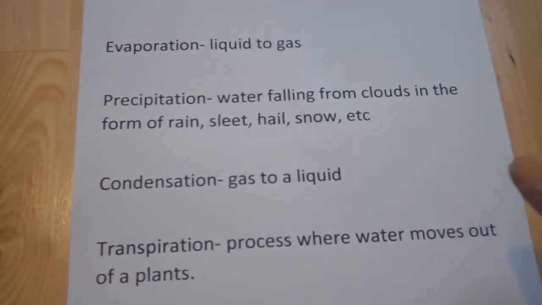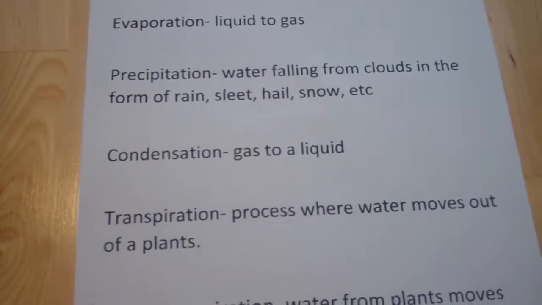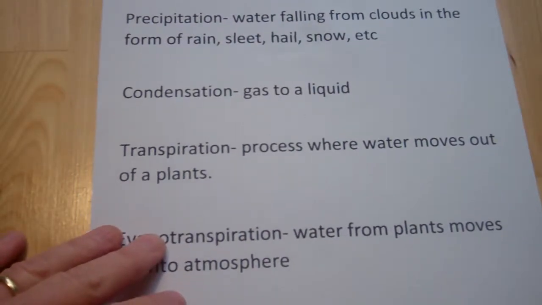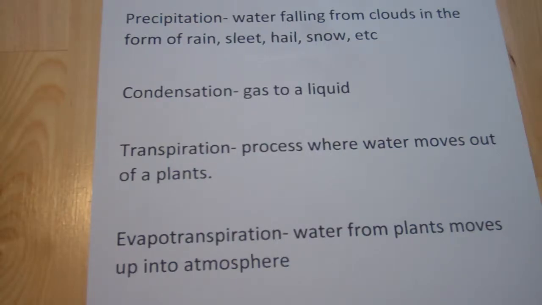There are some definitions here from the water cycle that you should know. Of course, evaporation is changing from a liquid to a gas. Precipitation is the falling of water from clouds in the form of rain, sleet, snow, hail. Condensation is the process of turning a gas into a liquid. Transpiration is the process where water moves out of plants. And evapotranspiration is when water from plants and the soil basically moves into the atmosphere.